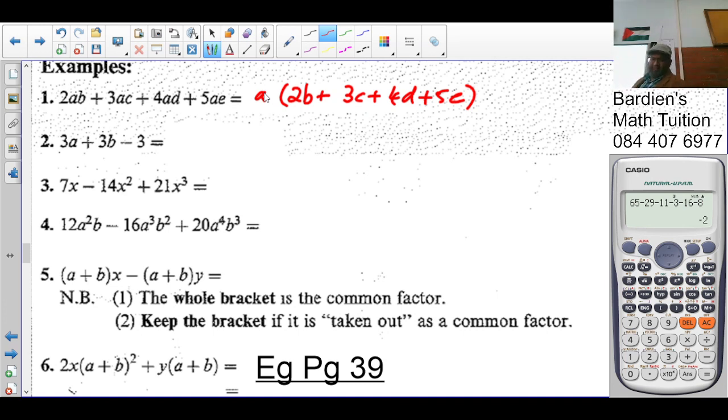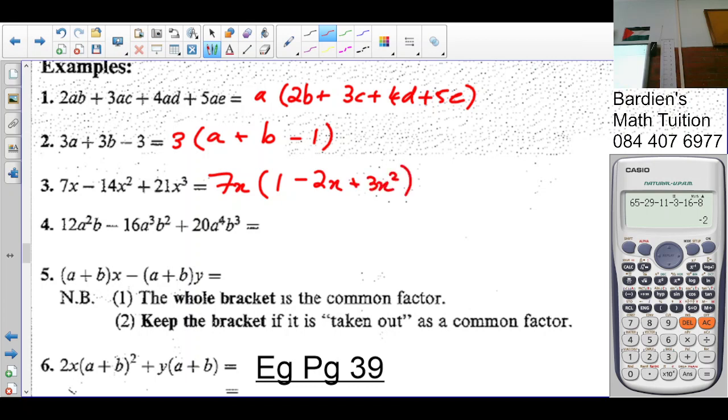Let's look at number 2. What is common in number 2? 3 is common. Can you all see that, people? If I take 3 out, what am I left with? A plus B minus. Right, you all understand? Let's look at the next term. What is common here? 7x. But I got 7x in the first term. What do I have left? 1. Carry on. Minus 2x.